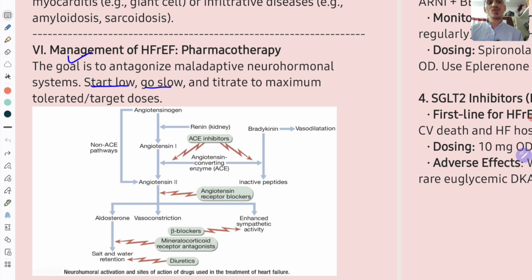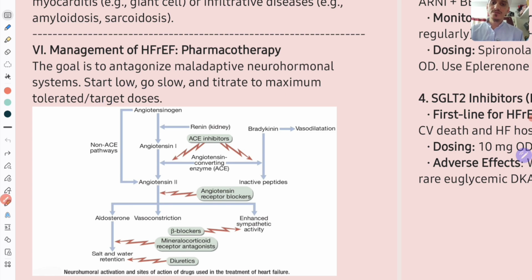Start low, go slow is a saying in diabetes patients also, in hypertension also. Whenever you're starting, you start with low dose and titrate slowly, until the patient has some adverse effects or the goal is achieved. Titrate to the maximum tolerated or target doses. Start low, go slow, meaning start at low doses and titrate slowly till the target dose is reached or the patient experiences adverse effects.